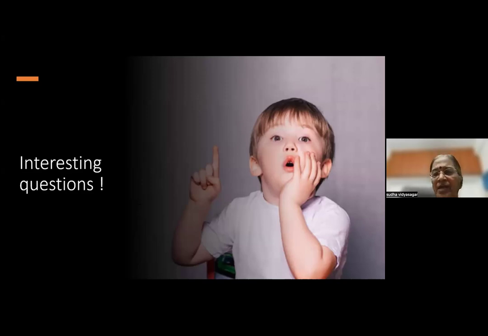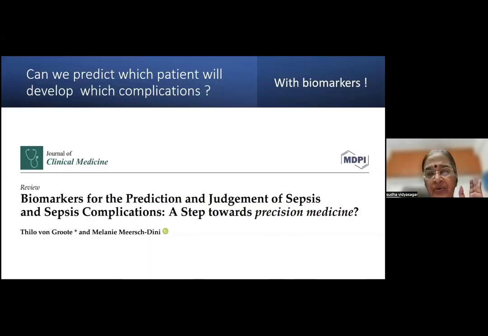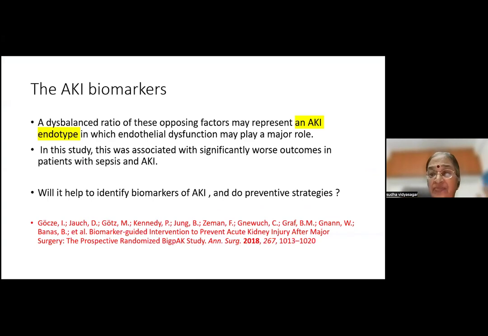Now, I want to end the last 5 to 7 minutes with some very interesting questions on biomarkers. Can we predict with biomarkers which patient will go into complications? That is where we come to precision medicine. In sepsis and septic shock, each host is different. So can we judge that this patient will go into this complication? There is very exciting data in this field.